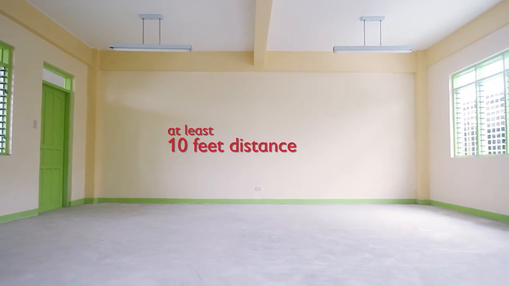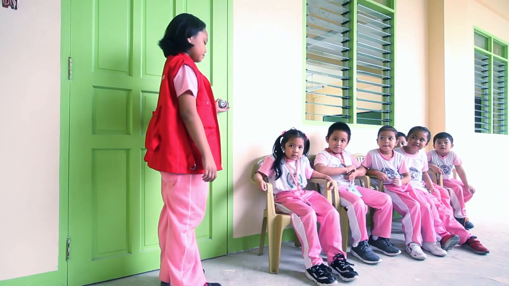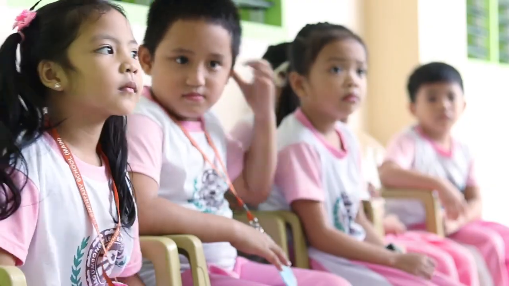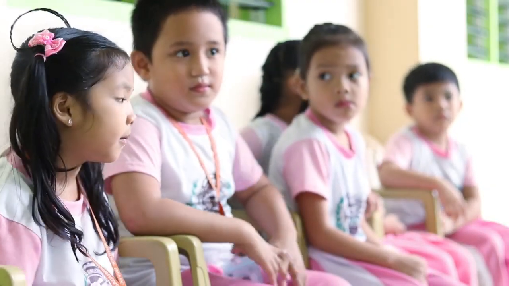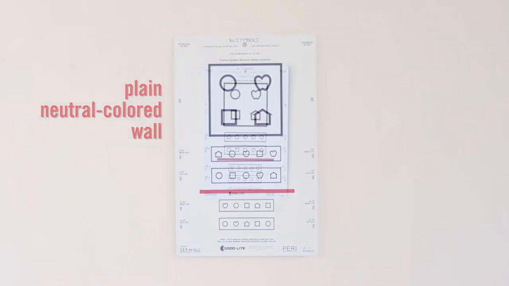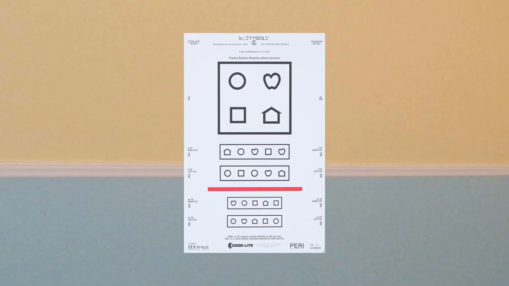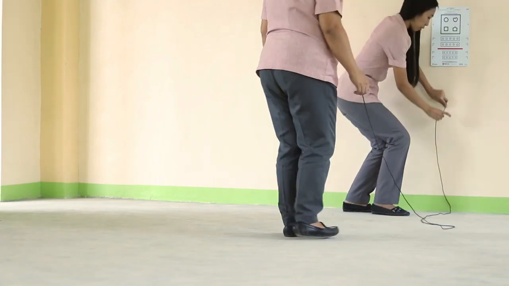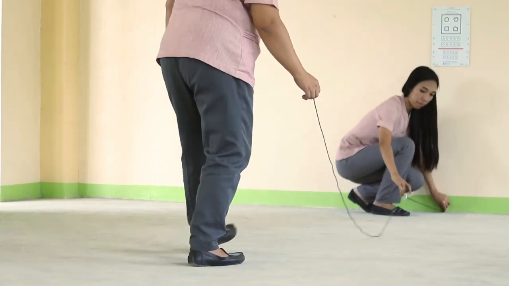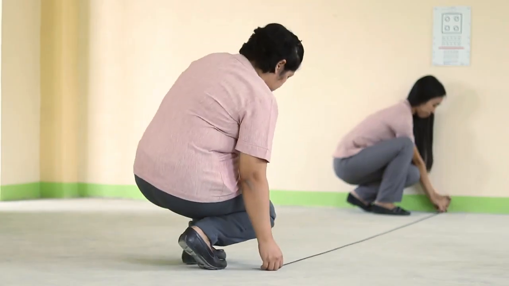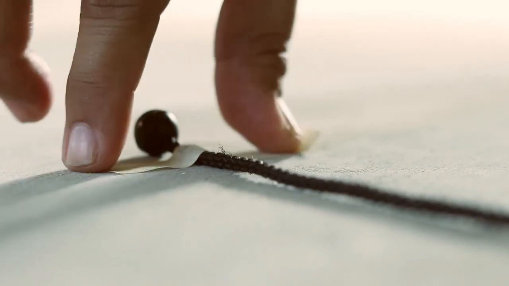The screening should be done in a quiet, undistracted, and well-lit area with at least 10 feet of testing distance. Sufficient chairs should be placed outside the screening area where other children can wait for their turn to be screened. The Lea chart must be placed on a plain, neutral-colored wall. In case the wall is patterned or cluttered, put a neutral-colored paper background. Place and secure on the floor the 10-feet string with one end from the chart and the other end to the position of the child's chair.